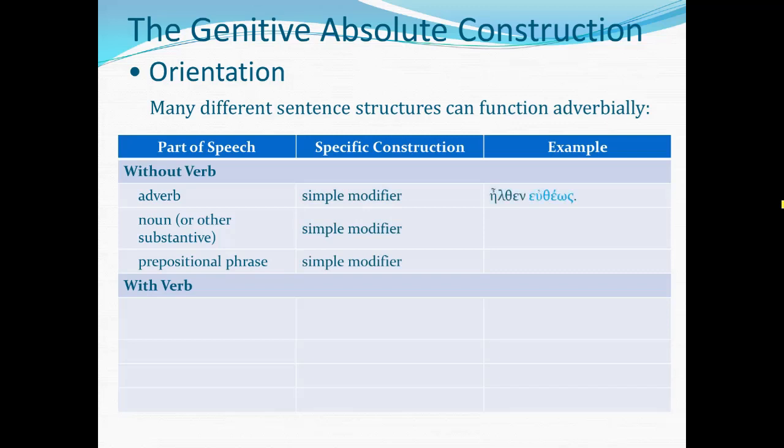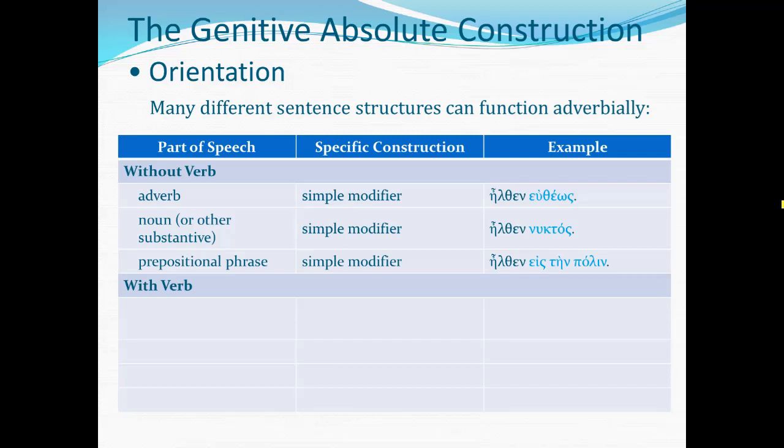Some examples. He came immediately. Immediately tells when he came. It's an adverb. He came by night. Nuktos is a genitive case noun used adverbially. Prepositional phrase. He came into the city.